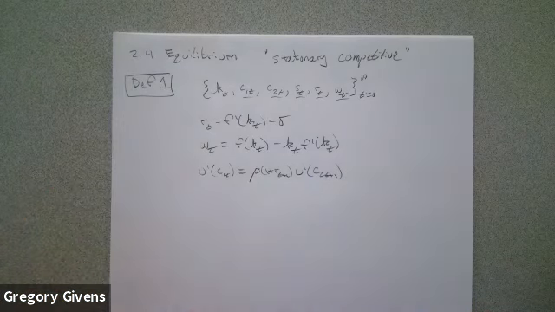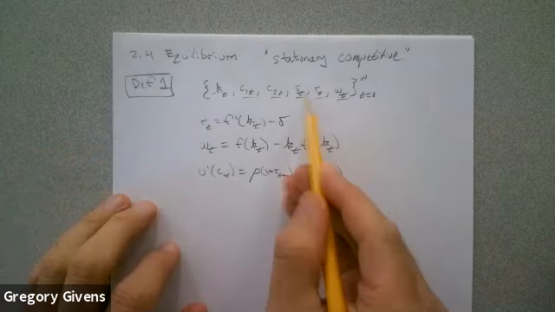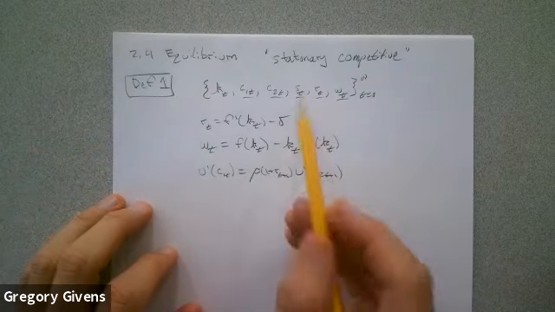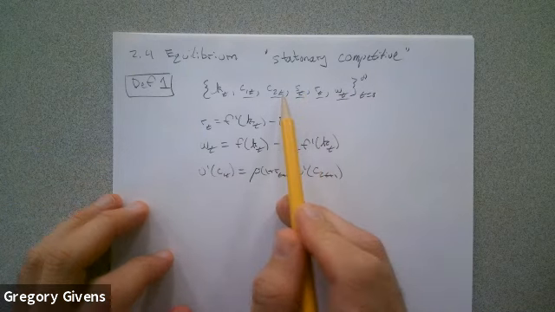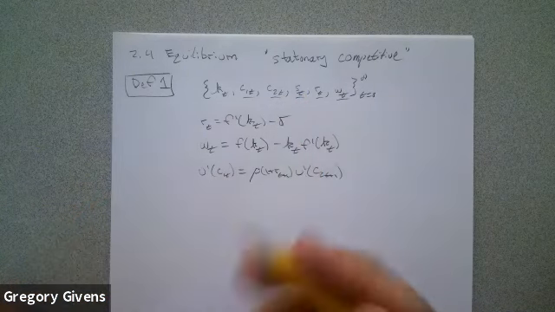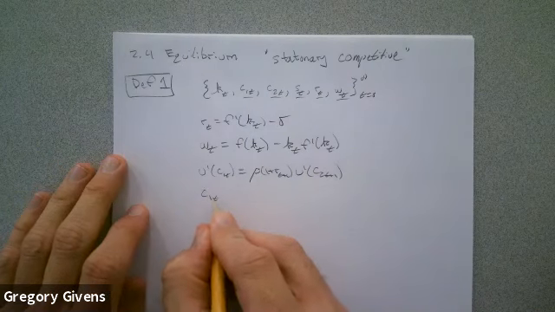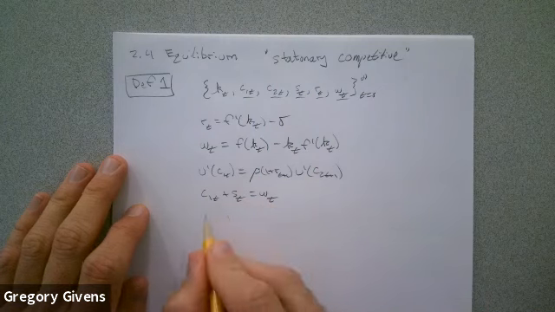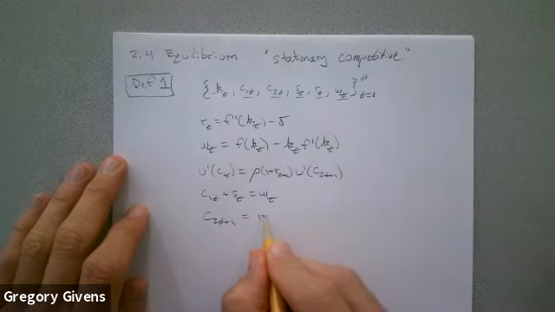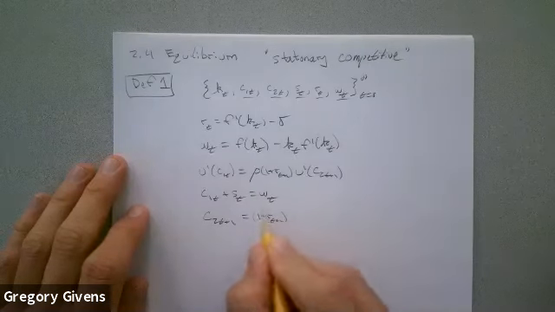The consumption Euler equation determines your optimal savings decision, ST. And once you have your savings decision, you know what C1 and C2 are. They can be determined from the budget constraints. C1T plus ST is equal to WT. C2 T plus 1 is equal to 1 plus R T plus 1 times ST.